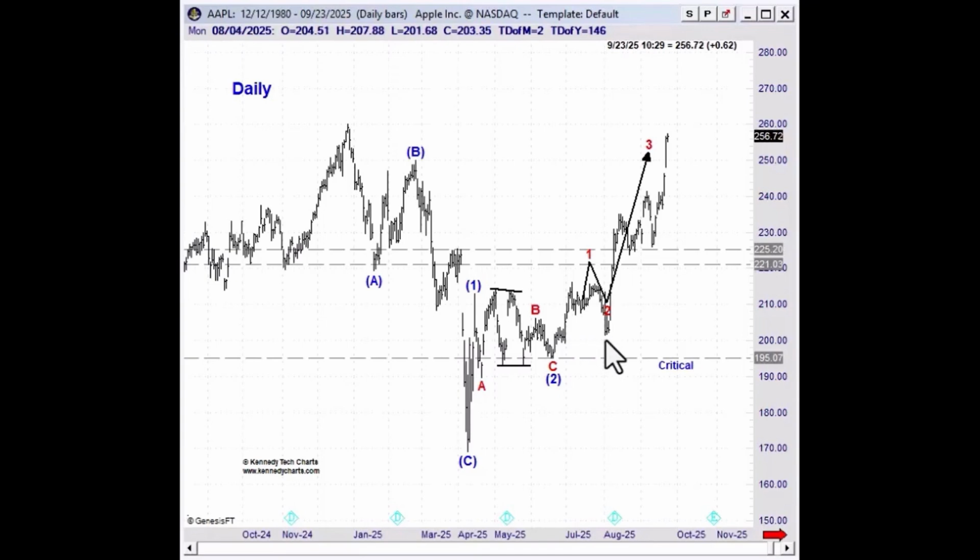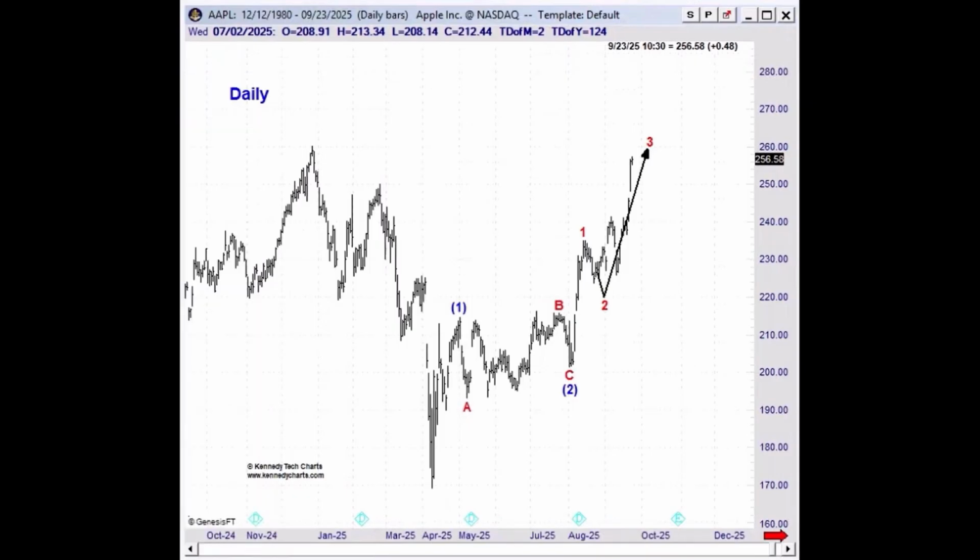So going back to July, we were looking for an up-down sequence. We got an up-down sequence, but moreover, we were looking for something sizable and significant to the upside, because that would be wave 3, specifically wave 3 of 3. And as you can see, that's exactly what happened, because now we're trading 256.